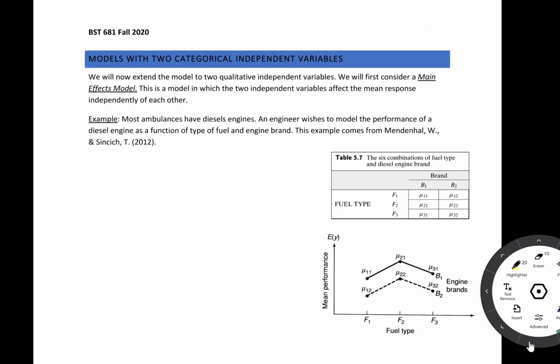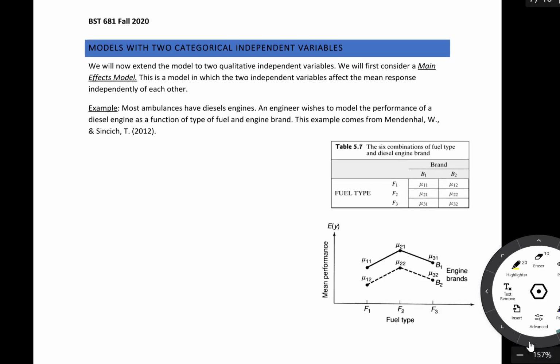Now we don't have to stop at one categorical variable. We can definitely look at models with more than one, and eventually we're even going to see how we could look at models with categorical and quantitative. But for right now, we're just going to look at a model with 2 categorical independent variables. So we're going to extend this model, and so we're first going to consider what we call the main effects model. This is the model in which the 2 independent variables affect the mean response independently of one another.